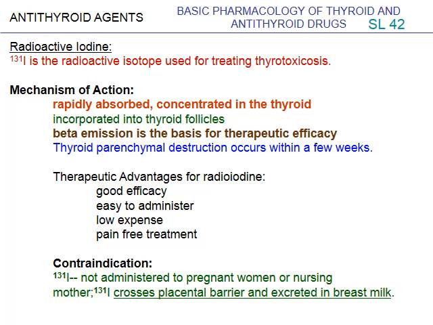Now, radioactive iodine, I-131, is the radioactive isotope that's used to treat thyrotoxicosis. In terms of mechanism, it's rapidly absorbed and concentrated in the thyroid. It's incorporated into thyroid follicles. It emits beta rays into surrounding tissue, causing that tissue to eventually die. The thyroid parenchymal destruction usually starts to occur within a few weeks.